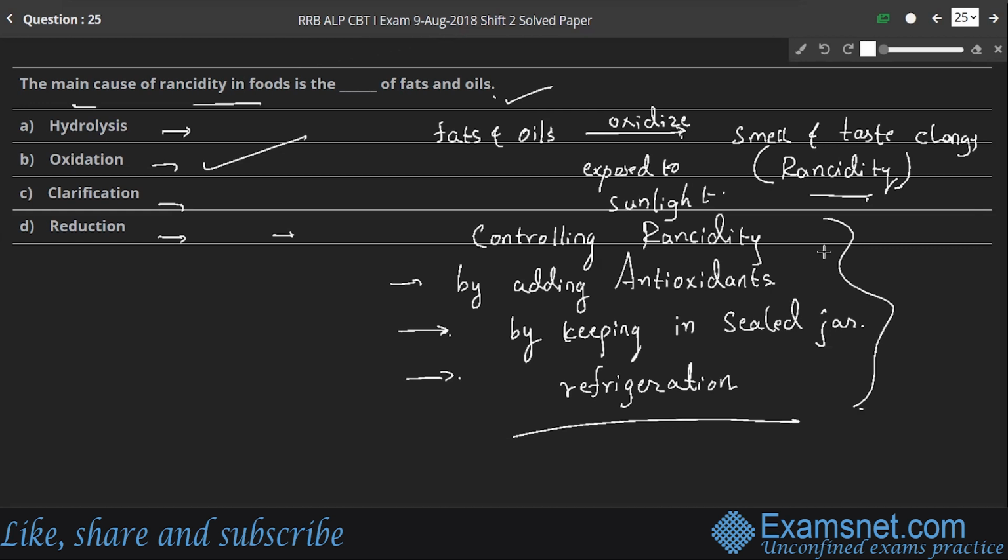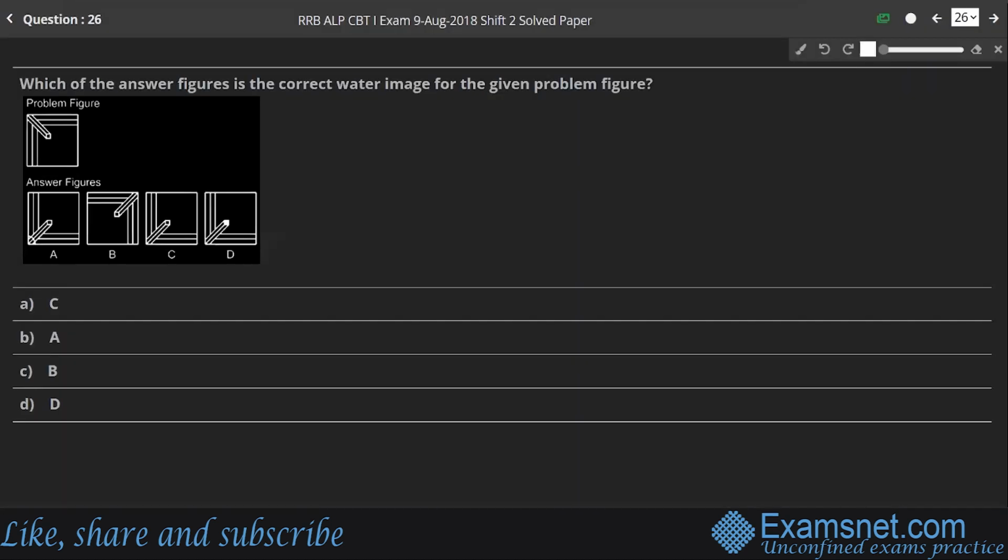So for the given question, the main cause of rancidity in foods is the oxidation of fats and oils when they are exposed to sunlight. These foods, or fats and oils, do get oxidized. Therefore, option B is the right answer.